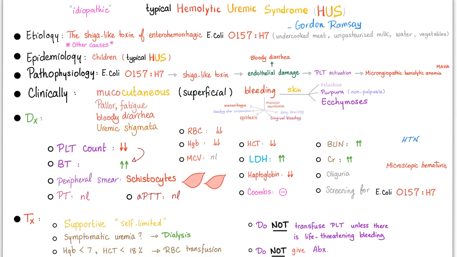Clinically, because the platelets have been consumed, there could be mucocutaneous bleeding. Pallor and fatigue because of the hemolytic anemia. Bloody diarrhea because of the EHEC. Uremic stigmata because of the acute renal failure.